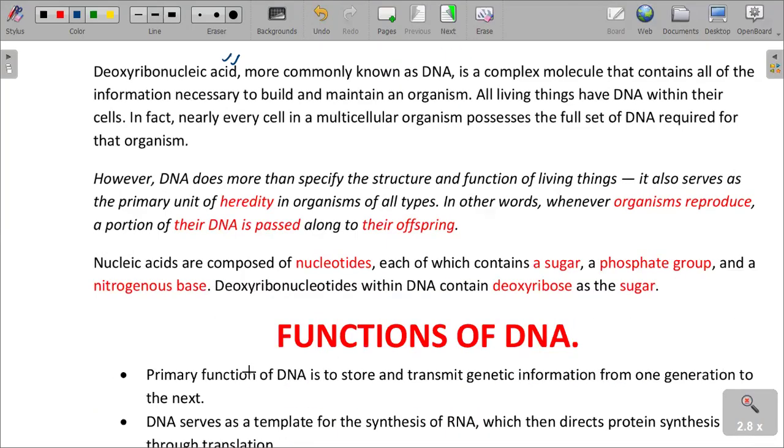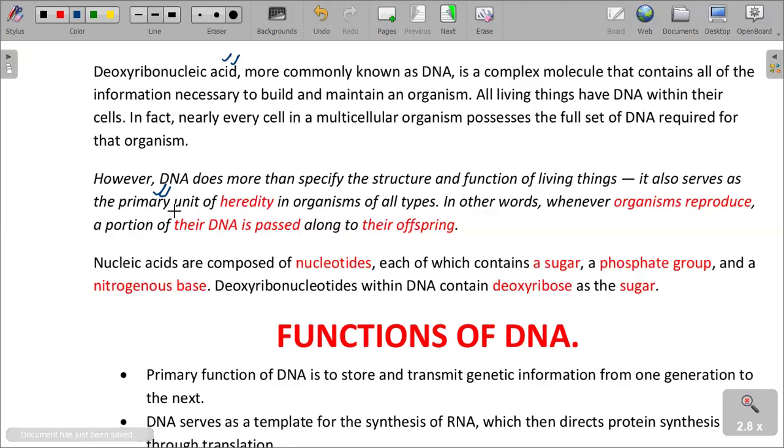It also serves as the primary unit of heredity. DNA does more than only controlling the structure and the function of living organisms. It also serves as the key unit that affects heredity in organisms of all types. Whenever organisms reproduce, a portion of their DNA is passed along to their offspring. The ability of organisms to reproduce young ones or offspring that are more or less similar to them is because of heredity, because of inheritance.